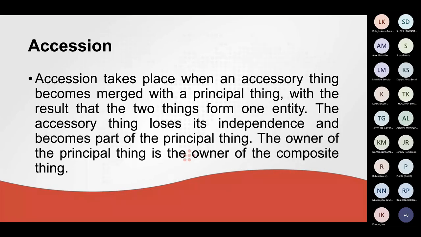Another example of a method of original acquisition of ownership is accession. Accession takes place when an accessory thing becomes merged with a principal thing, with the result that the two things form one entity. The accessory thing will lose its independence and will become part of the principal thing. The owner of the principal thing is the owner of the composite thing.